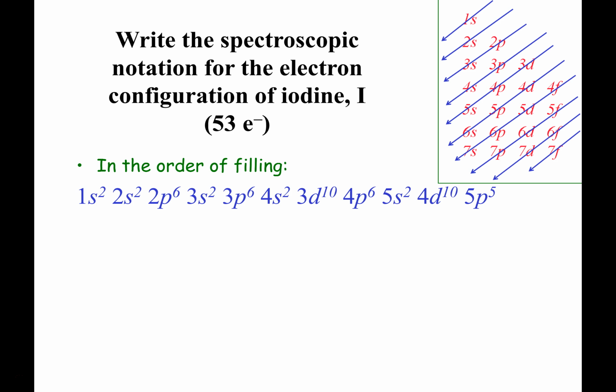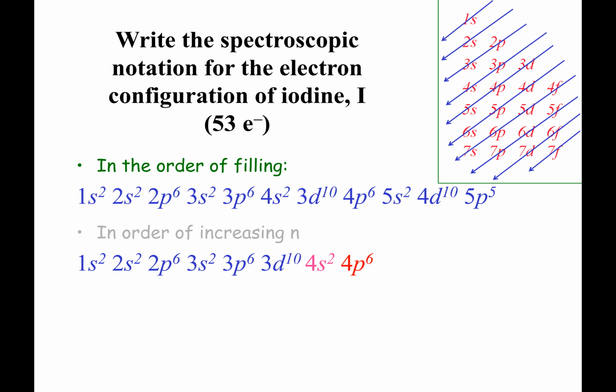So that's the order of filling. If we unscramble it, it looks like this. Sometimes students say, well, Mrs. Snipes, on a test, if I'm showing you how electrons are configured, can I just use the arrow diagram, or whatever, show you the order of filling? Do I have to unscramble it? And the answer is you do not have to unscramble it.